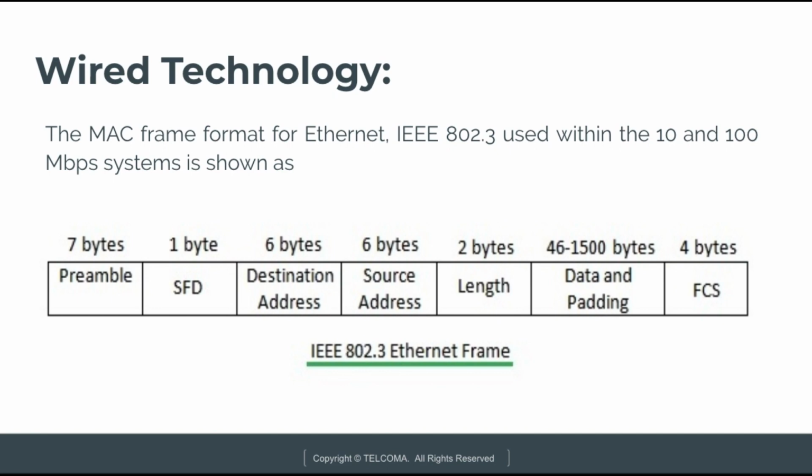The main function of the data link layer is to convert bits into bytes and then bytes into frames. It encapsulates the packets coming from the network layer into frames and then transmits them to the physical layer for transmission. So let's discuss these fields one by one.